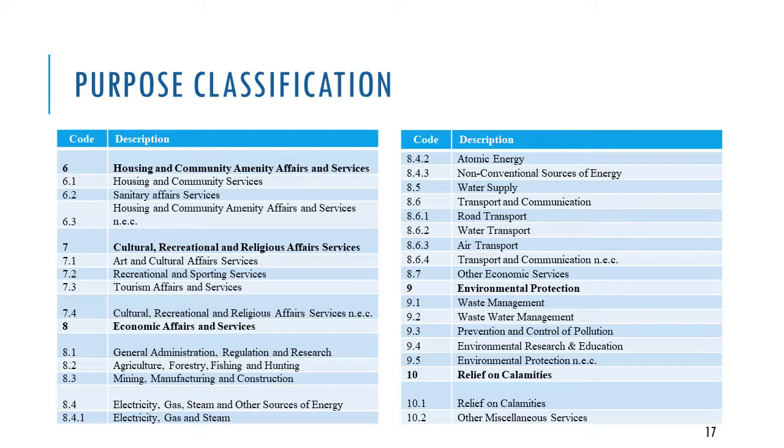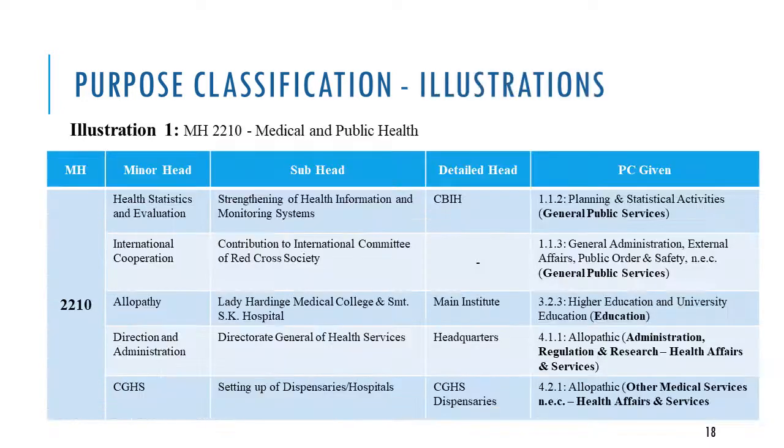The purpose categories used by National Statistical Office are listed, and it may be noted that the codes are used by NSO for the sake of convenience. Now let us take an example of accounting head 2210, which is medical and public health. Depending upon the minor head, subhead and detailed head under this major head, purpose classification is given.